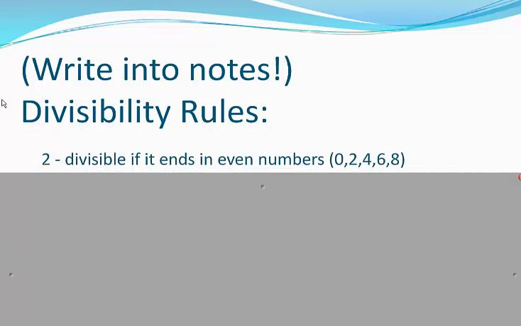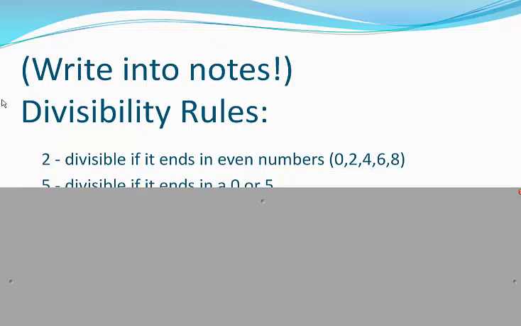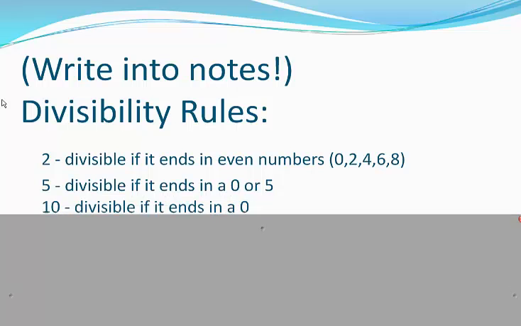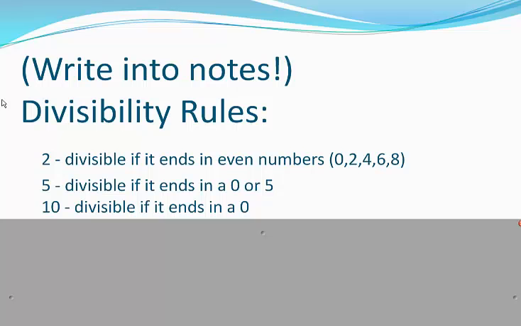The first one is divisible by 2. It's divisible by 2 if it ends in an even number, and the even numbers would be 0, 2, 4, 6, or 8. The next rule is 5. It's divisible by 5 if the number ends in 0 or 5. And the last rule that we're going to look at on this page is 10. It's divisible by 10 if it ends in 0. All three of these, all you have to do is look at the number, the last digit.